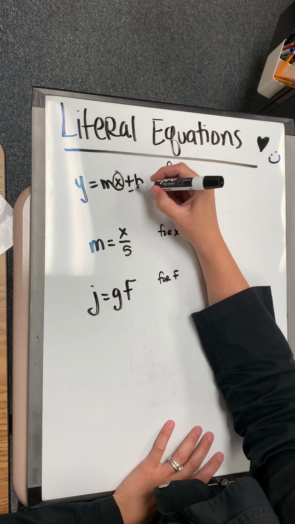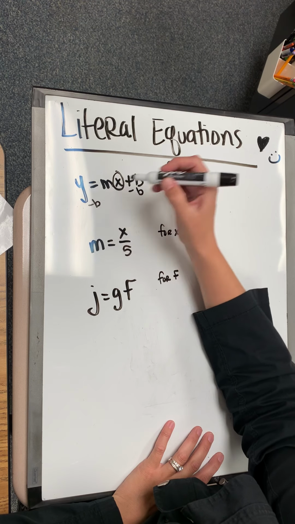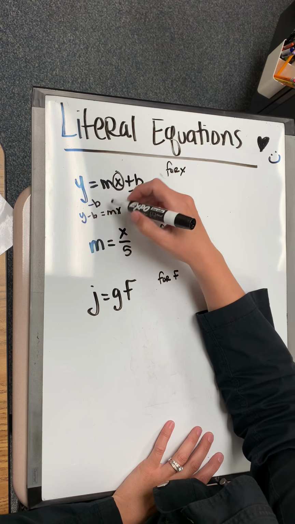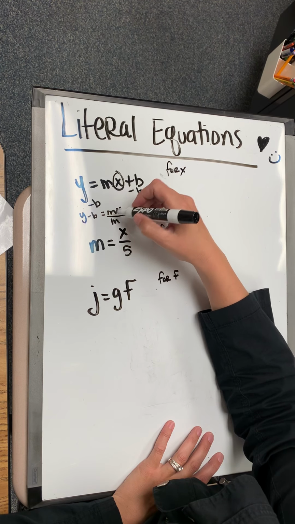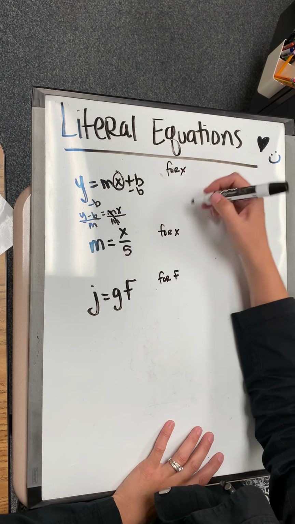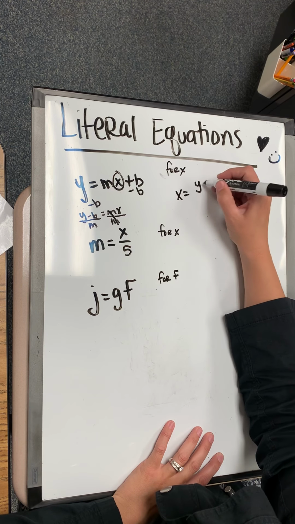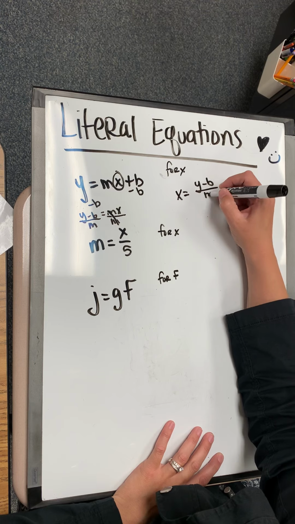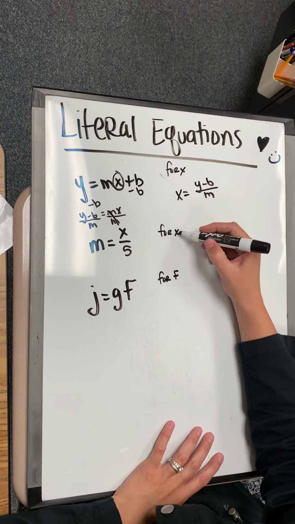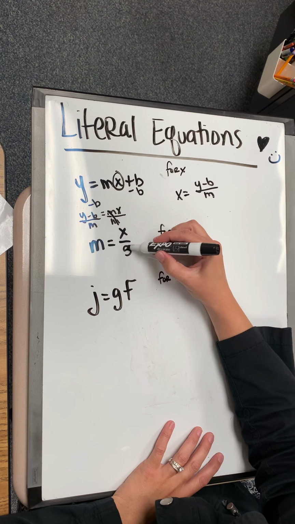So I would have to get rid of the stranger first. So now I have y minus b is equal to mx. And then I would divide to get rid of m. So divide to get rid of m. And now x is alone, and it would equal y minus b over m. Totally fine. That's great.